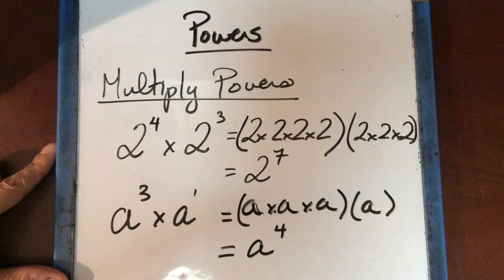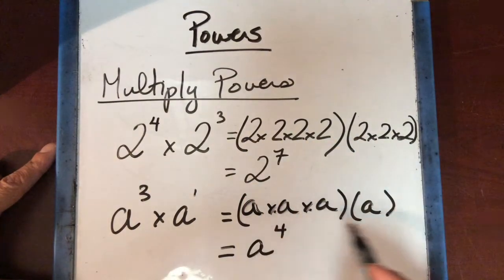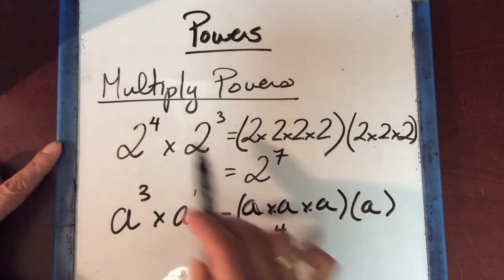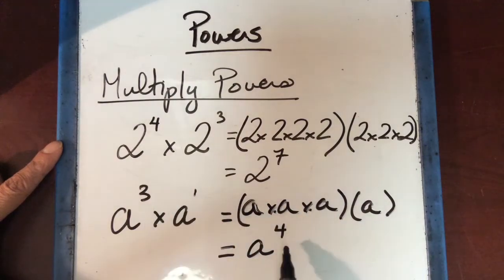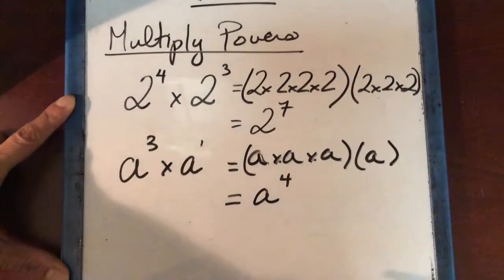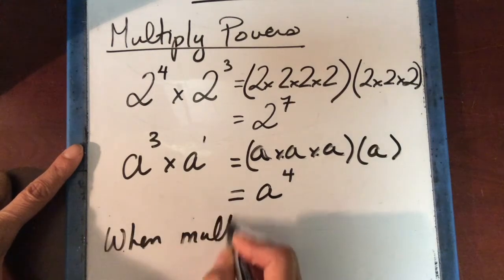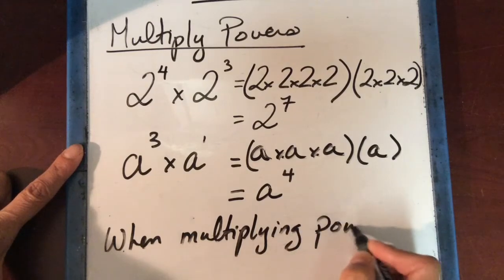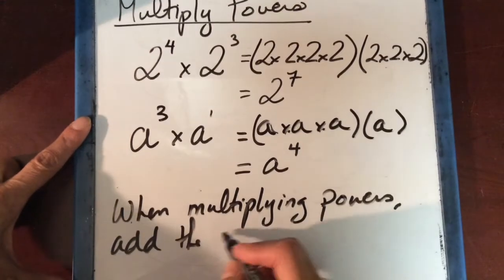Have you noticed anything by what we've done? Rather than expanding, which would take a lot of time, we can look at the exponents and do what? 3 and 4 gives you 7. 3 and 1 gives you 4. And this is our rule. When multiplying powers, add the exponents.